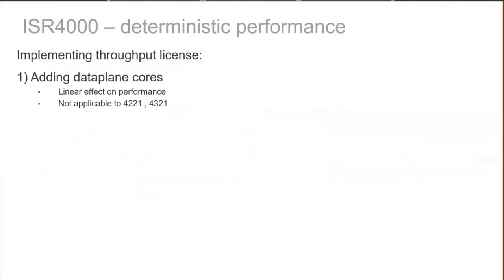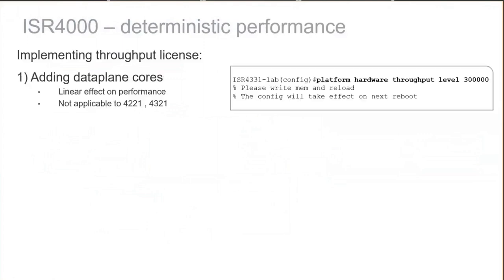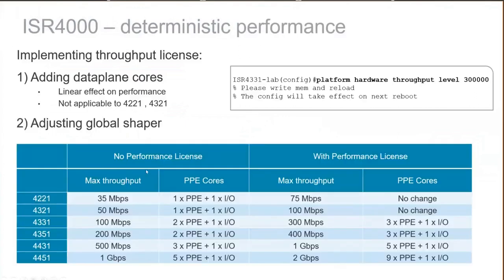So we have something known as deterministic performance here. As I told earlier, we can increase the throughput in these devices with the help of the license. From the CLI, if you increase the throughput level with this command, the throughput will increase, but it needs a reload. This is the throughput that can be achieved with or without the performance license.